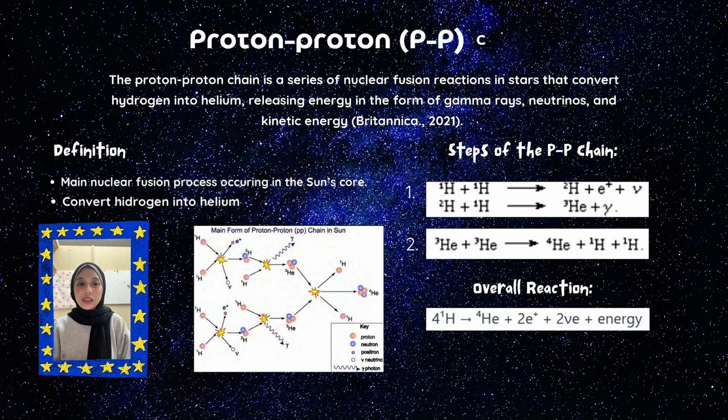Next, what is the proton-proton chain? The proton-proton chain is a series of nuclear fusion reactions in stars that convert hydrogen into helium, releasing energy in the form of gamma rays, neutrinos, and kinetic energy. In a proton-proton chain, 4 hydrogen nuclei, or protons, are combined to form one helium nucleus. First, 2 hydrogen nuclei combine to form a hydrogen-2 nucleus with the emission of a positron, then it rapidly captures another proton to form a helium-3 nucleus while emitting a gamma ray. Overall, 4 hydrogen atoms combine to produce one helium atom and release energy.